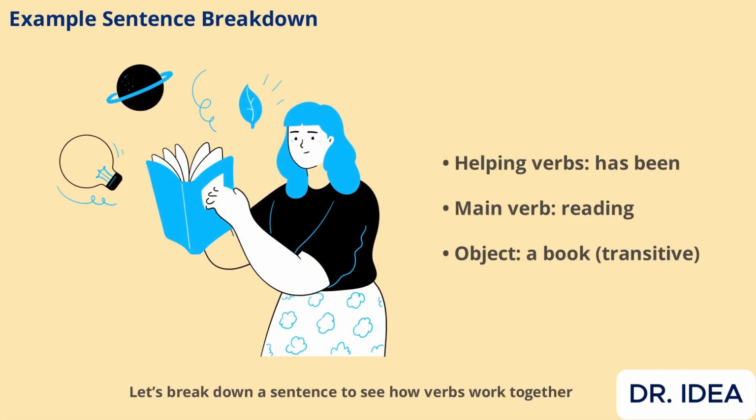Let's break down a sentence to see how verbs work together. Take the sentence: She has been reading a book since morning. Here, has been are helping verbs. Reading is the main verb and a book is the object, making reading a transitive verb. This shows how different types of verbs can appear together in one sentence, each playing a specific role.